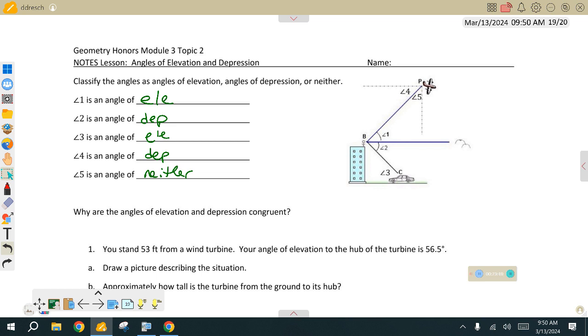Now, off of these angles of elevation and depression, 1 and 4, and 2 and 3, those are congruent to one another. 1 is congruent to 4. 2 is congruent to 3. So if I'm at the top of the building and I can see somebody up in the plane, and somebody in the plane can see me, as we lock eyes, we're congruent to one another.